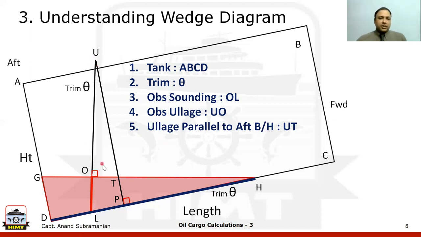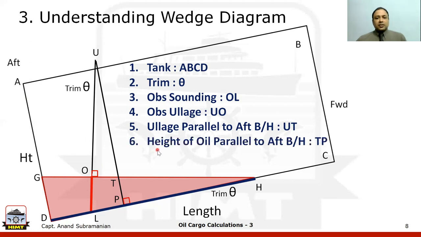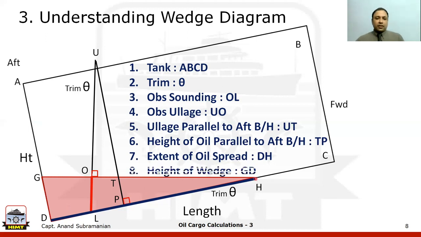If you actually see, this UT is parallel to the aft bulkhead, and that is what we are going to be getting. Now, the next step is the height of the oil parallel to the aft bulkhead, that is TP. This line TP is perpendicular to the aft bulkhead. Next is the DH, that is the extent of the oil spread in the tank from the aft bulkhead to how much it goes in the forward. And lastly, the last component we are going to be studying is the height of the wedge, that is GD.